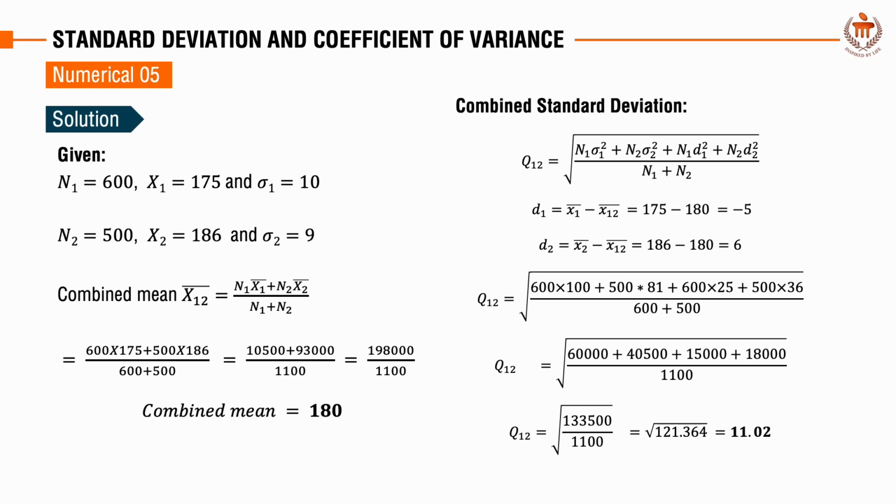And then we applied the formula here. N1 is 600, into sigma 1 square. Sigma 1 is given as 10, so sigma 1 square would be 100. N2 is 500, sigma 2 given is 9, so the square of that would be 81. Okay, n1 is 600, d1 we got minus 5, its square would be 25. N2 is 500, d2 we got as 6, its square would be 36. Divide by n1 plus n2. So when we solve this, we'll get the combined standard deviation as 11.0.